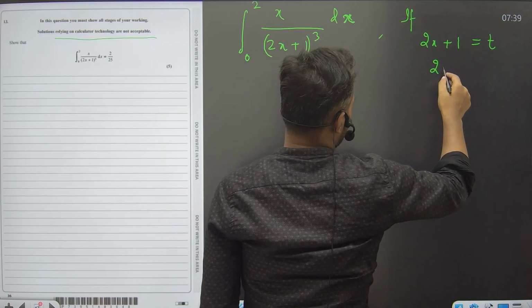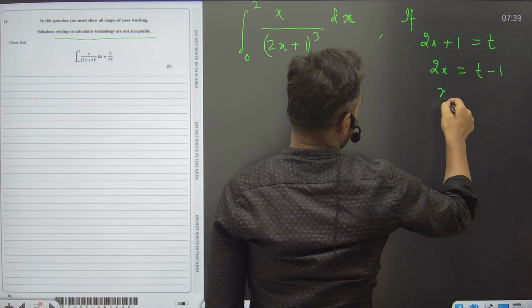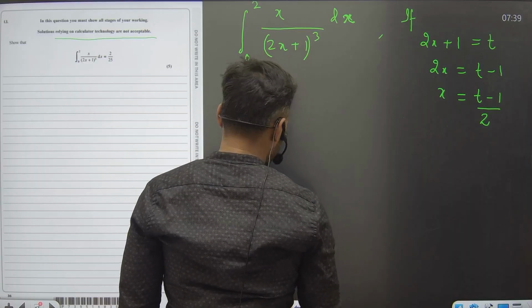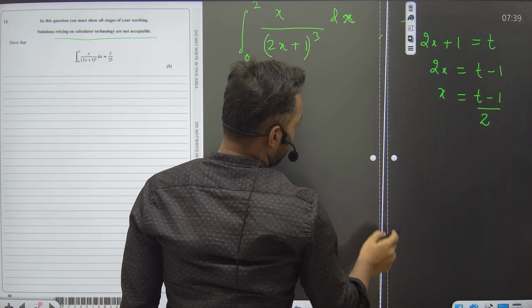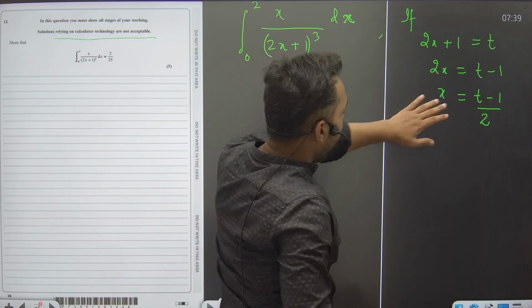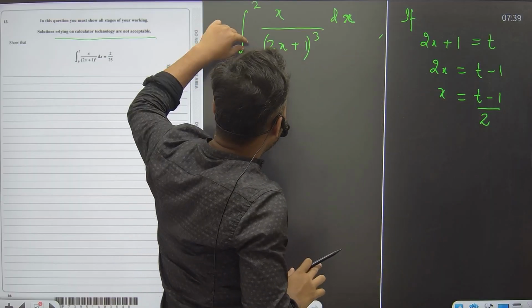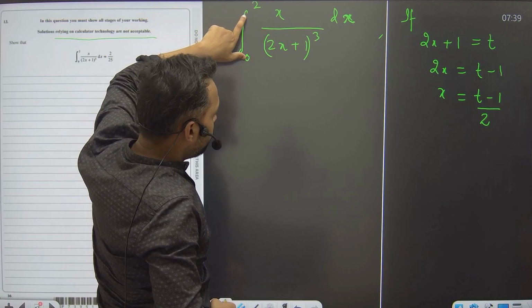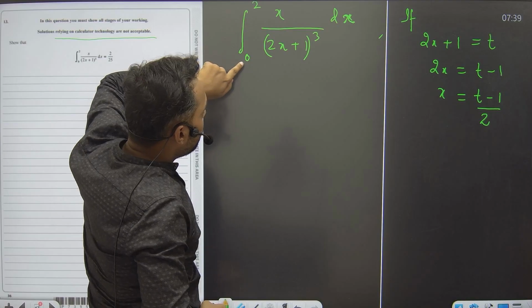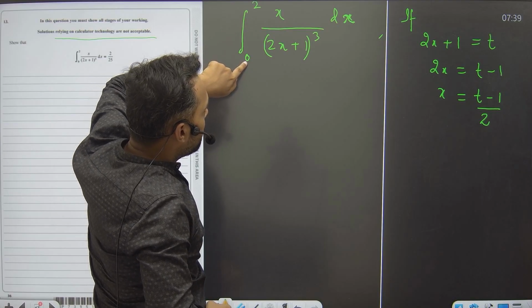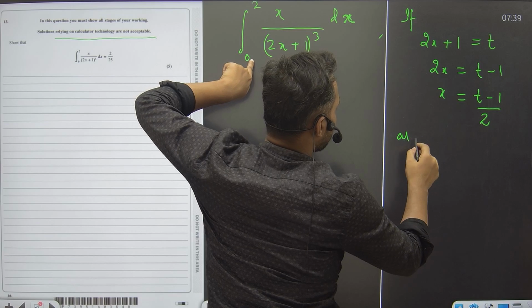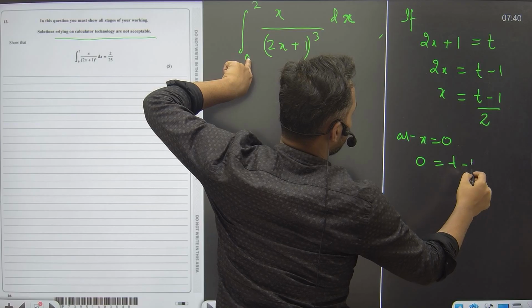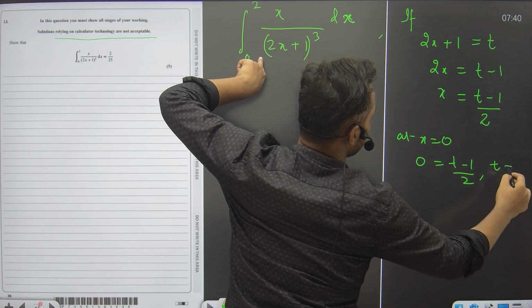From here you will get 2x is equal to t minus 1, so x will be equal to (t minus 1) by 2. First, student, we need to find the limits. You can see that the integration is from 0 to 2. If we plug in the lower limit x equals 0, what will you get? You will get t minus 1 by 2 equals 0, so the value of t equals 1.